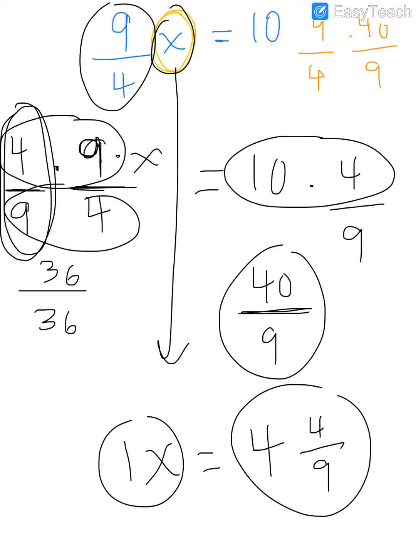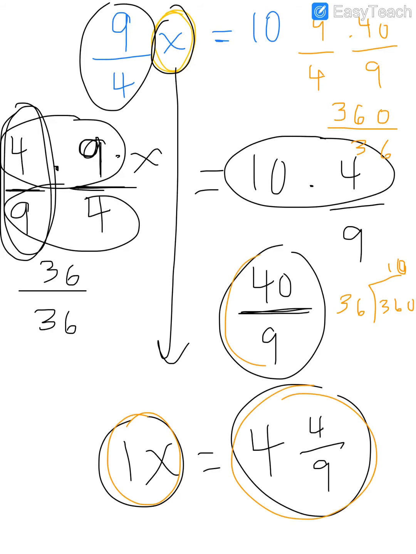So I know that 9 times 40 is going to be 360. And I know 4 times 9 is 36. So if I divide 360 by 36, 36 goes into 360, sure enough, a total of 10 times. So we found the answer for x that makes it true, which is 40/9, or 4 and 4/9.